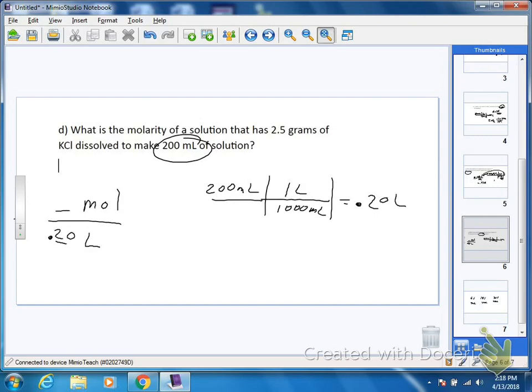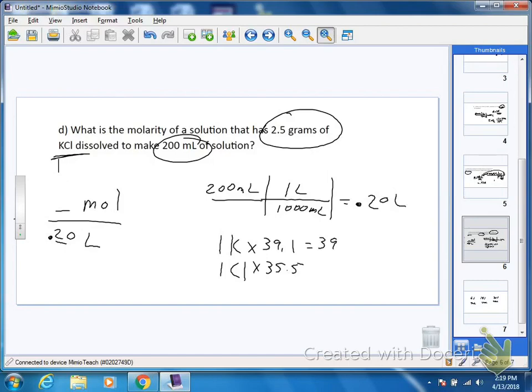The moles, you have grams of KCl. So we got 1 K and 1 Cl, and that's 39.1. We're going to round it. And then this is 35.5. We'll round that one too, make it quick and easy. So this would be 39.1, and this is 35.5. Add them up. You get 74.6 grams per mole.